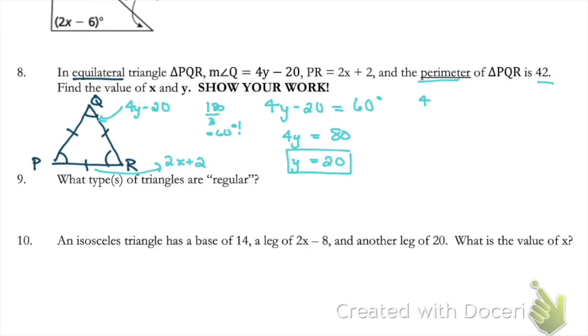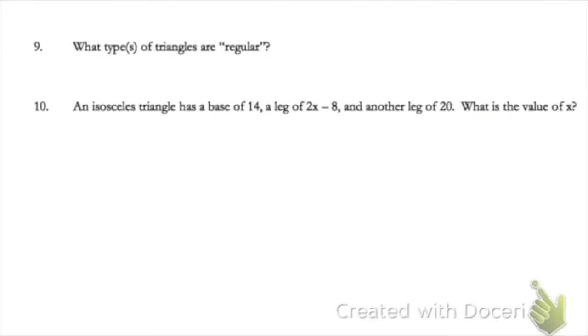Now our x is going to be part of a side, so I have to use that piece of information given to us: the perimeter of triangle PQR is 42. Remember, perimeter is all the sides added together. Since all the sides are the same, I can do what I did with my angles. I can take that perimeter and divide by 3, which gives us 14. So all the sides here are going to be 14. I can take my expression, 2x plus 2, set it equal to 14, and then solve. If I subtract the 2, I get 12, and then if I divide by 2, I get x equal to 6.